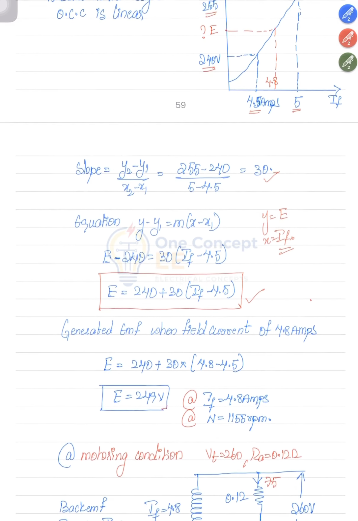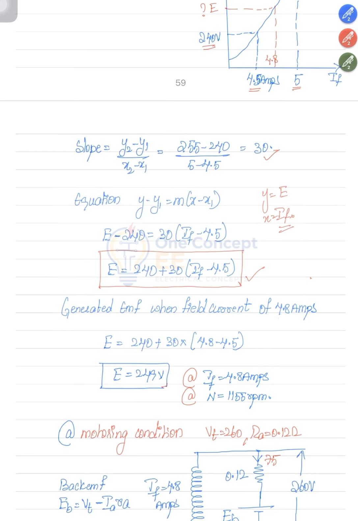At a field current of 4.8 amps, if you replace IF equal to 4.8, you get an induced EMF of 249 volts. Meaning at a field current of 4.8 amps and running at a speed of 1155 rpm, the induced EMF is 249 volts.